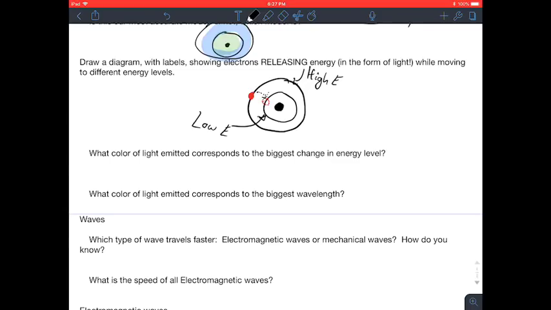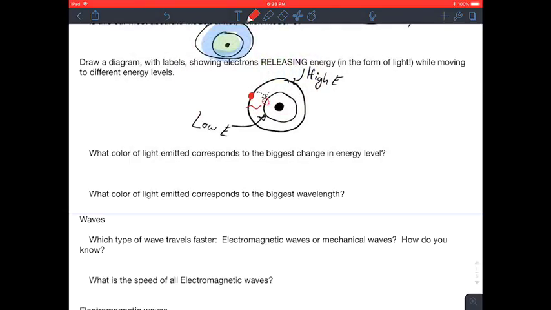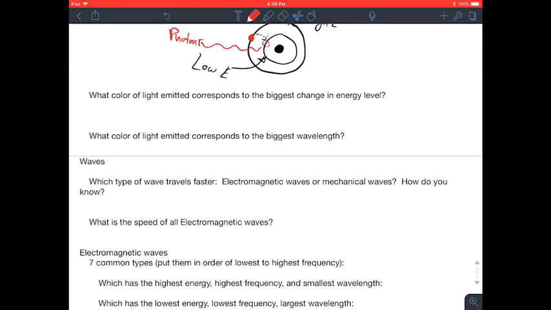Okay, and when it moves to that lower energy level, it is going to release a photon, right? And that is what we see. That is the light that we see with our eyes. Because this electron lost energy, the energy it lost gets released as a photon, careening out to our eyes so we can see it. When this energy is released, the amount of energy tells us what color of light we're going to see.